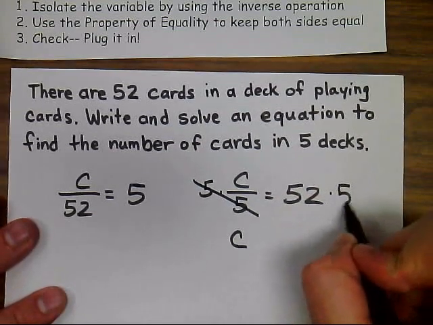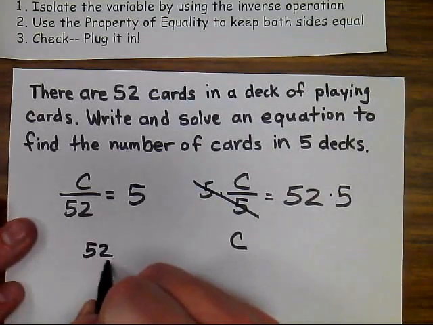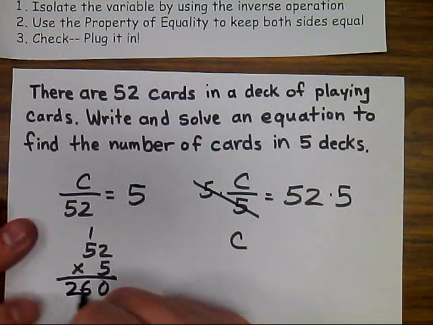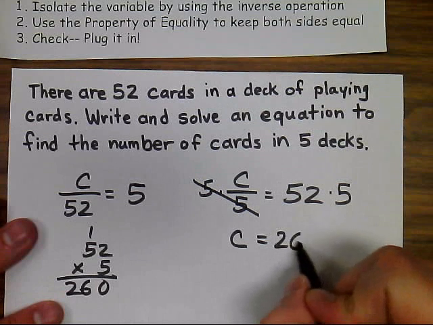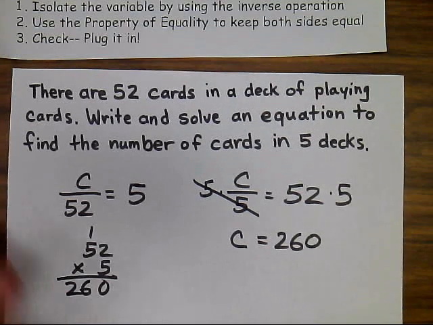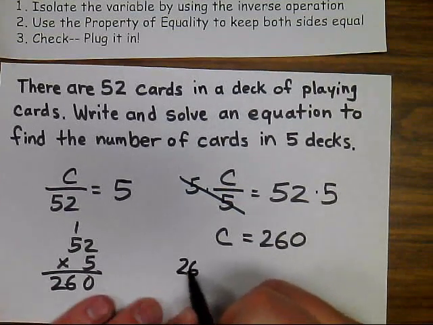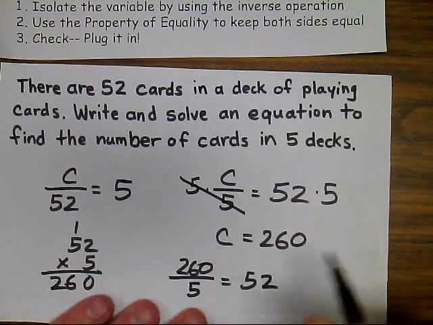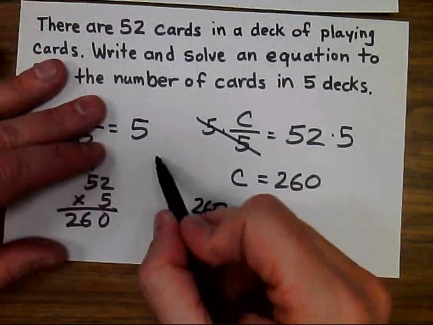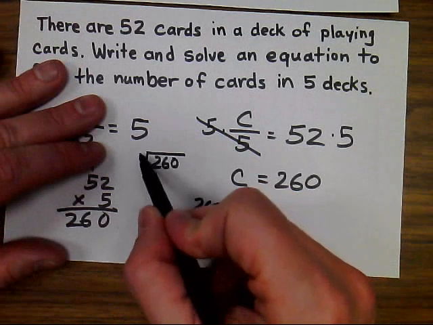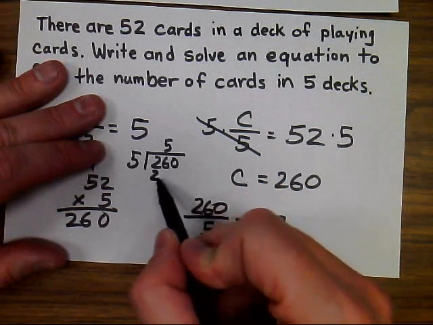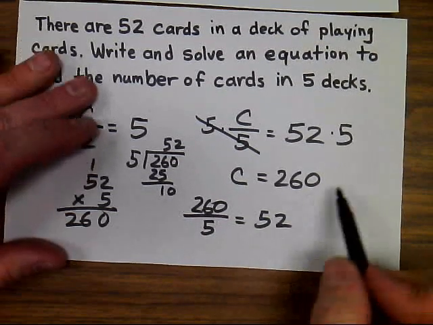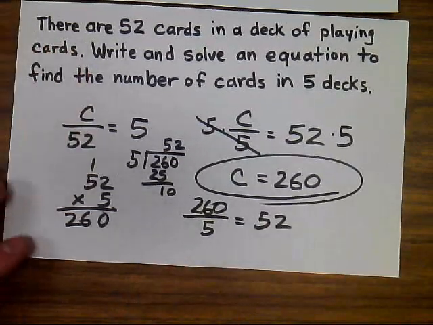Multiply this by 5. I'm going to show that work off to the side. I get an answer of 260 cards in 5 decks of cards. Now I can plug that in. 260 divided by 5 equals 52. And sure enough, if I try that out, 260 divided by 5, I get my 52. And so, indeed, the number of cards in 5 decks is 260.